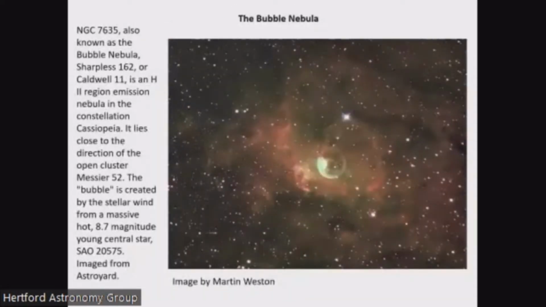I forgot to show you where this was. This is the Bubble Nebula, also known as NGC 7635. It's an emission nebula in Cassiopeia. Well, Cassiopeia is the W that I showed you at the beginning, so it's in that area. The bubble is created by stellar winds from a massive, hot, 8.7 magnitude young central star. And I took that back in the summer, I think.